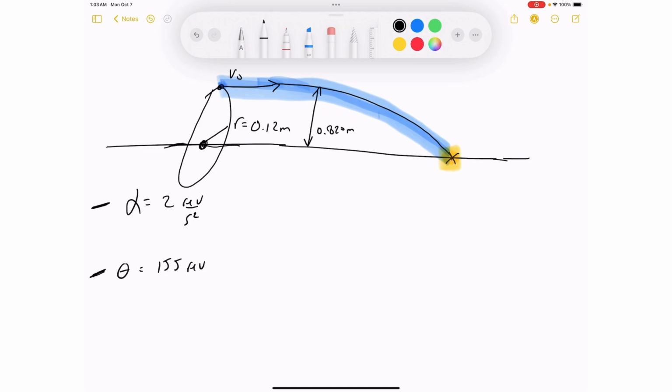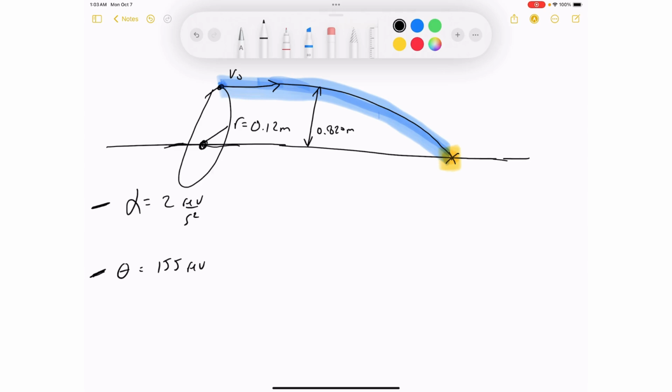Okay, so this problem is really 2 problems. One, it's a circular, like a rotation problem, and then it's just a kinematics problem, like a ballistic problem. So basically you have to do the circular part first, and then the second part is you have to do the kinematics, the ballistic stuff, second.